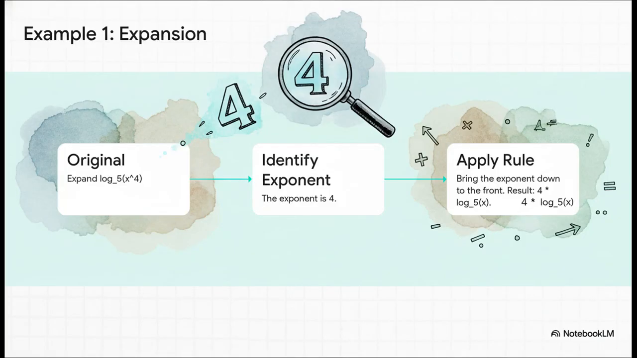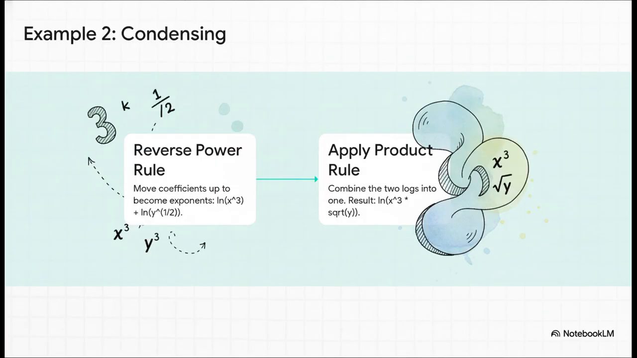Let's start with a really basic one. We've got log base 5 of x to the power 4. So what do we do? We just find that exponent, which is the 4, and we let it do its little hop right to the front. And just like that, it's expanded to 4 times log base 5 of x. Easy as that.